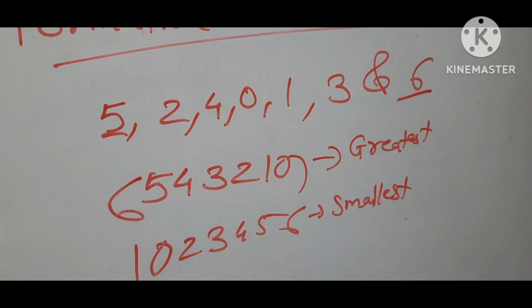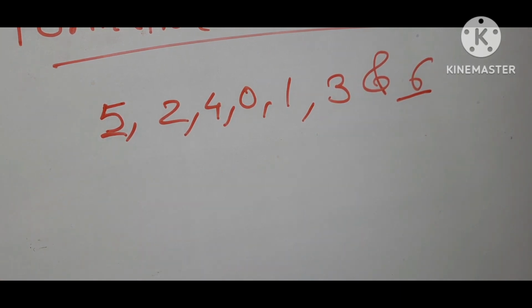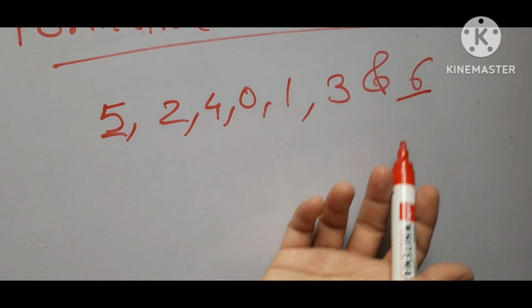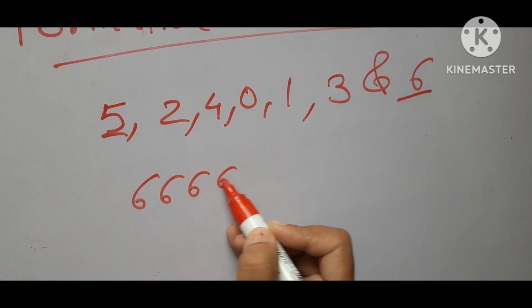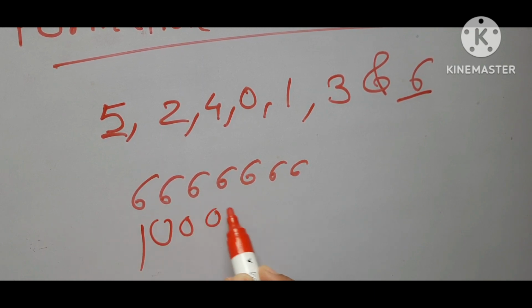Now suppose they have asked us to create the number with repetition. I mean, you can repeat the numbers, but it should be the greatest number. That is again very simple here. I'll just write 6 repeatedly. And if I have to create the smallest, I'll do 1 and then follow with 0s. That is a very simple concept. I hope again these are clear.